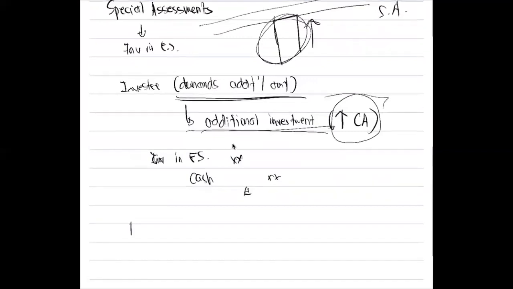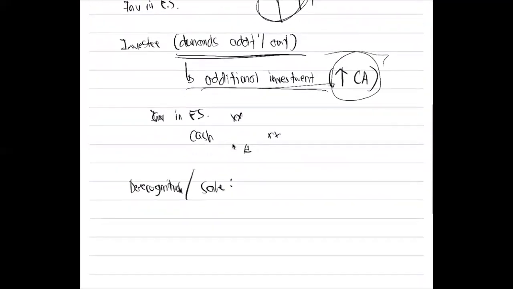Now, we have your derecognition or sale. So how do we compute for your derecognition or sale? Again, we get the selling price, we compare the carrying amount. You already know how to compute for the carrying amount. We get the number of shares sold multiplied by the cost per share.